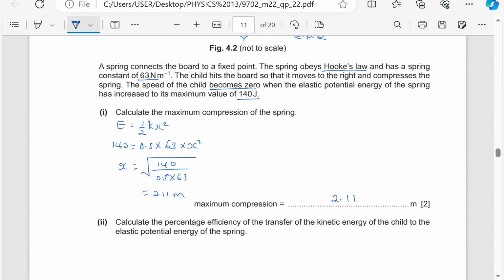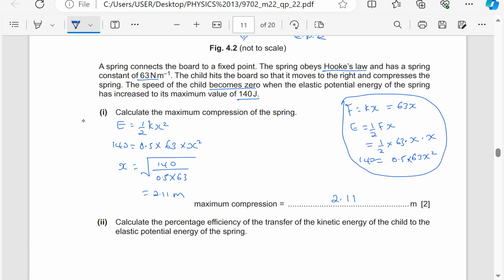If you want, you can first find F, from F is equal to kx. Remember, k is 63, so this will be 63x. Then you use energy is equal to a half Fx, which will be a half times F, which is 63x, again times x. So it becomes 0.5 times 63x squared. Then we equate this to 140. It is the same thing here. So this is another way of approaching it, but it gives the same answer.